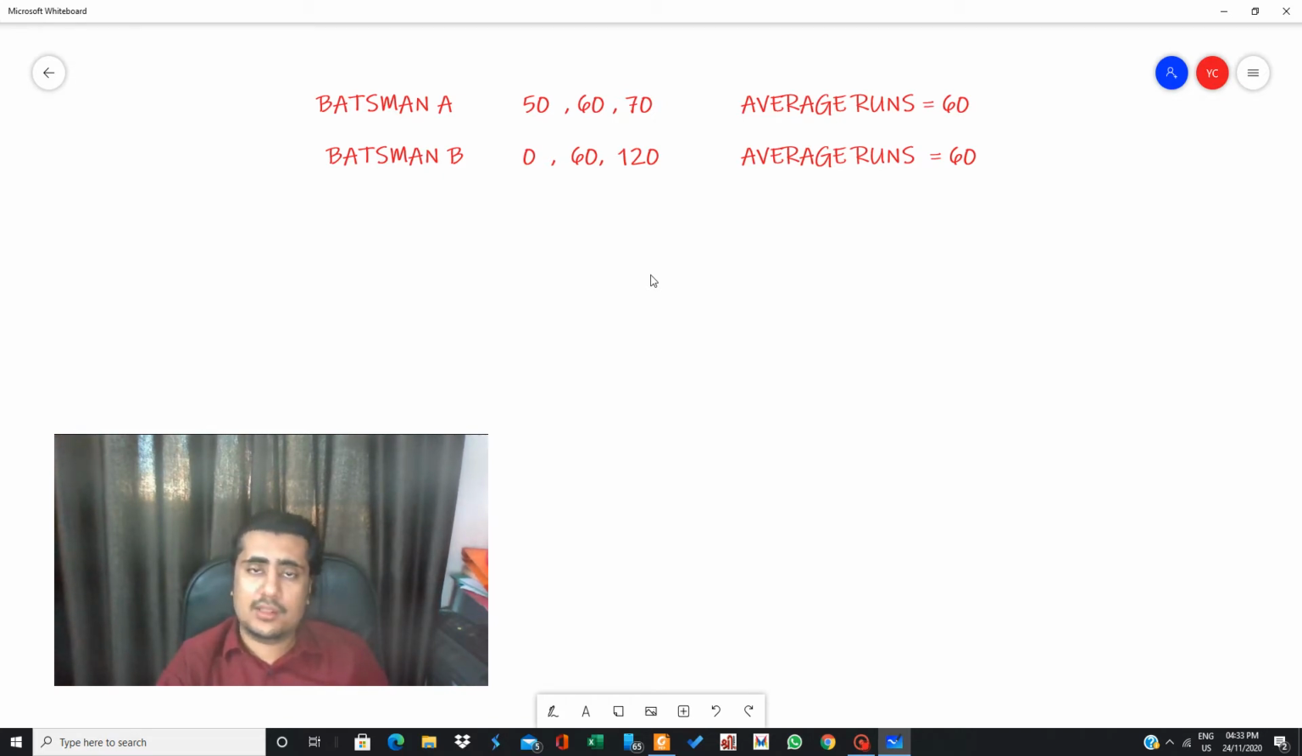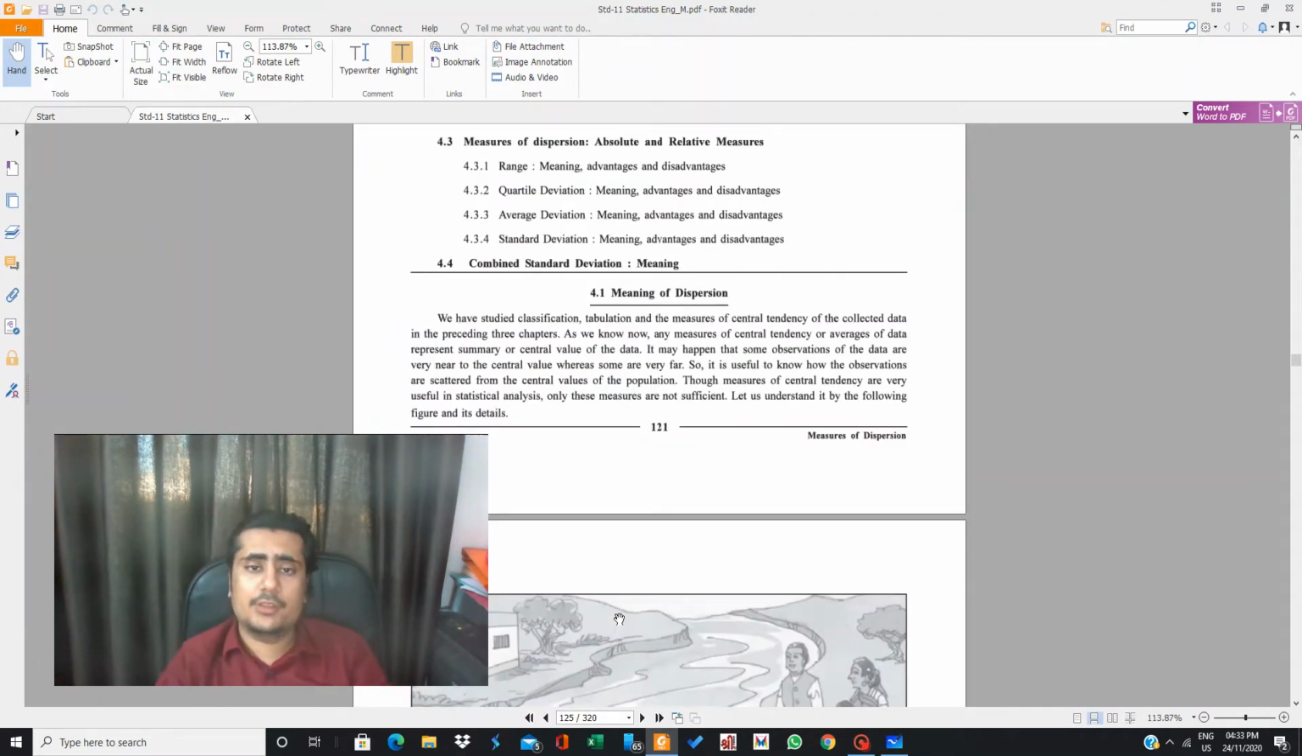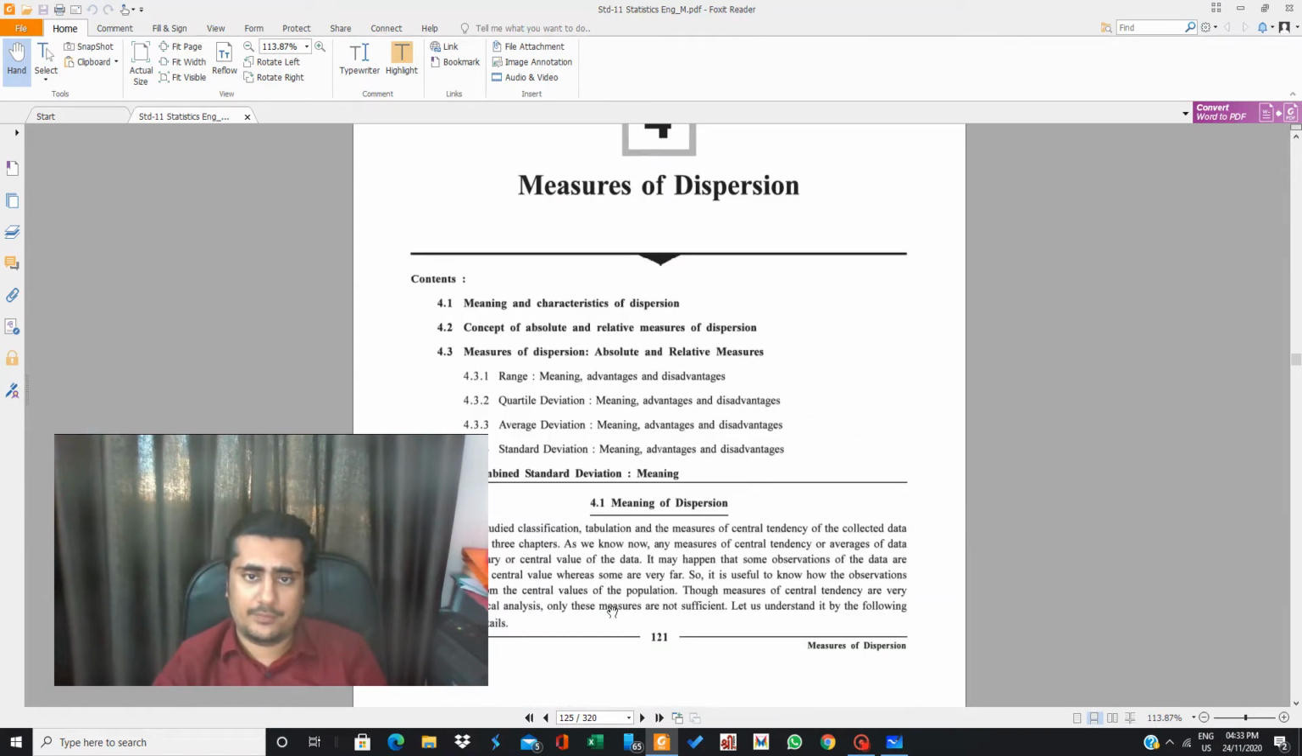The central tendency tells you in a very simple way how the data works. But if you want to analyze the change in the data, then you have to go for the measure of dispersion, the chapter we are doing today.